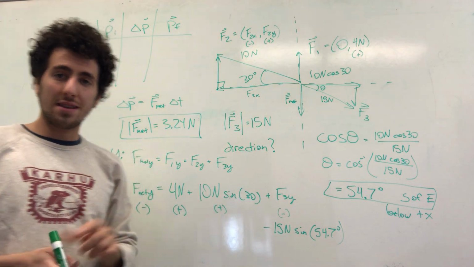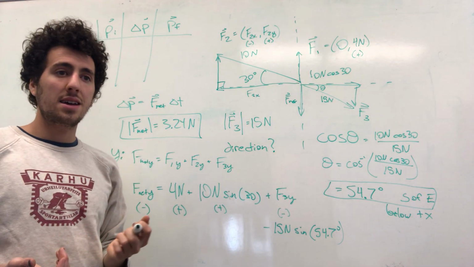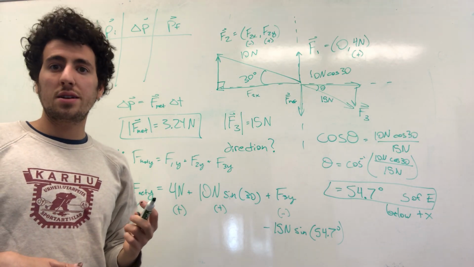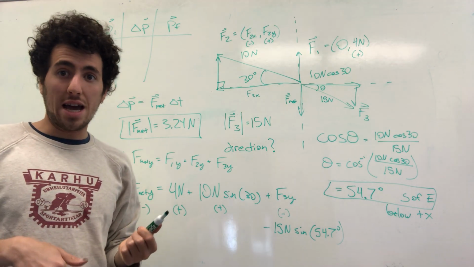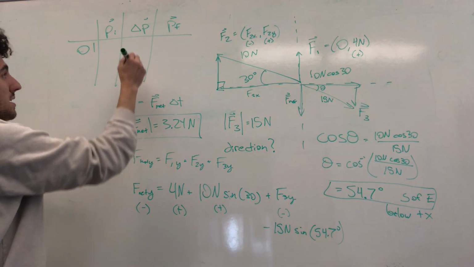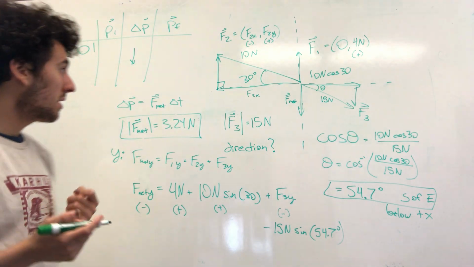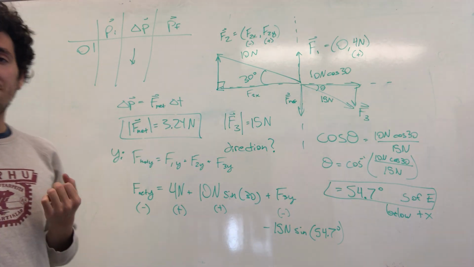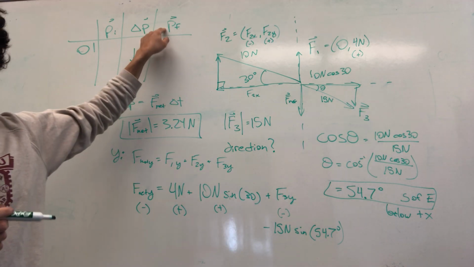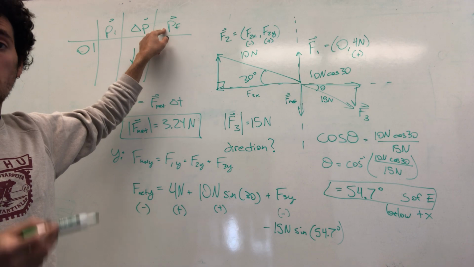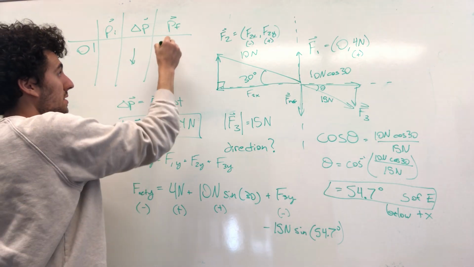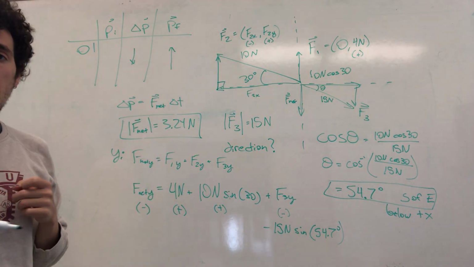And I think that makes sense intuitively. All we're saying is that if we push an object down, the change in momentum will be down. So our delta P here is down, just like our F net. We're also told that after this happens, so P final, the object is moving to the north. So our P final is up.